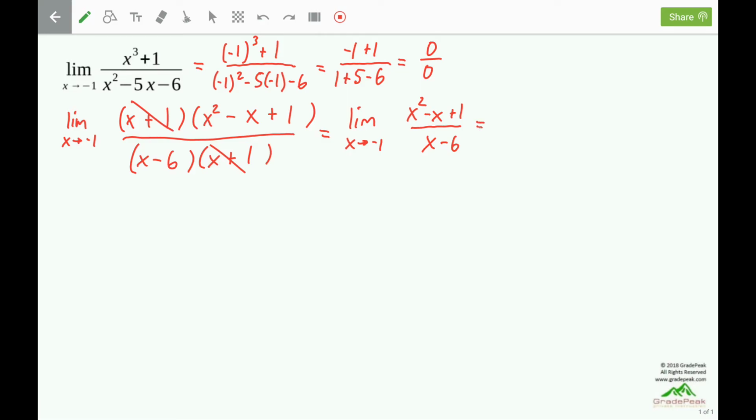We can now retry plugging in negative 1. We will have negative 1 squared minus a negative 1 plus a 1 divided by negative 1 minus 6. In the numerator, negative 1 squared is a 1. Negative times a negative 1 is a positive 1. And then plus 1. In the denominator, negative 1 minus 6 is a negative 7. And it looks like it is a negative 3 over 7.